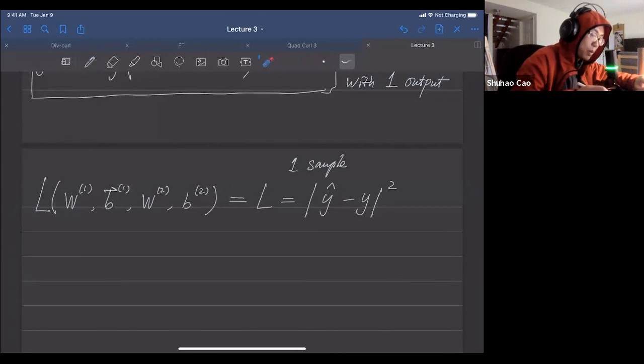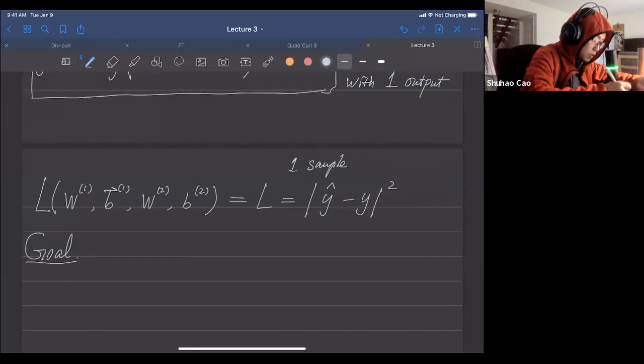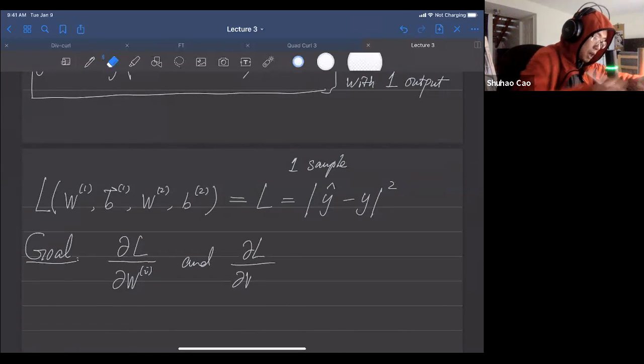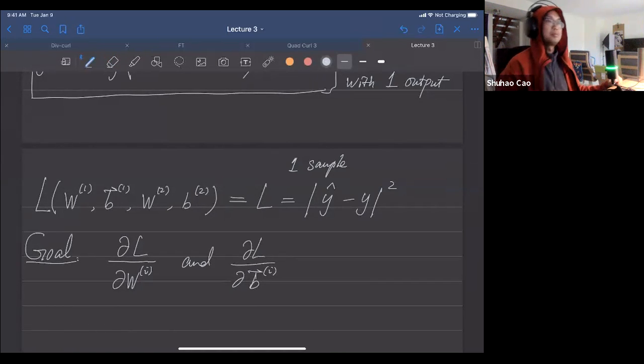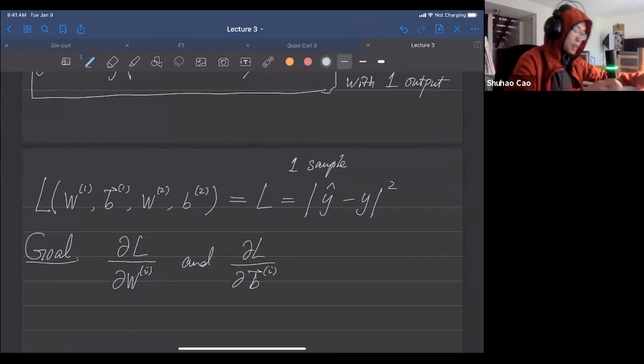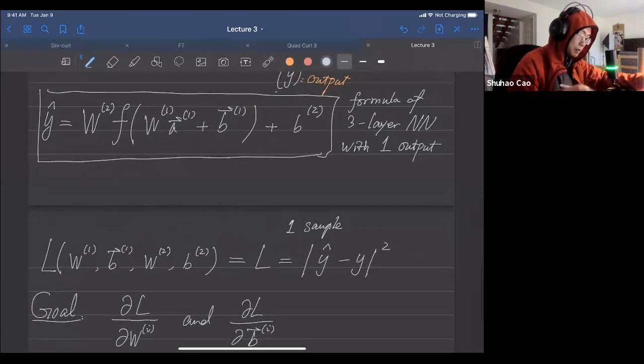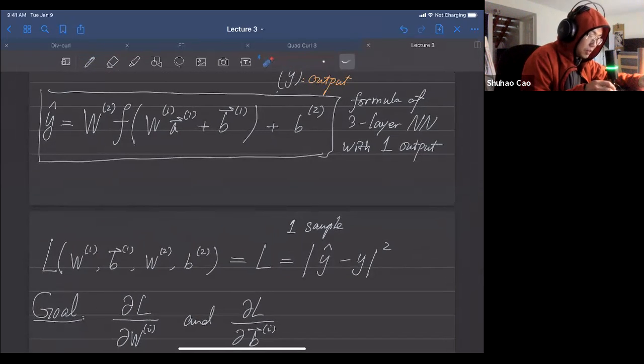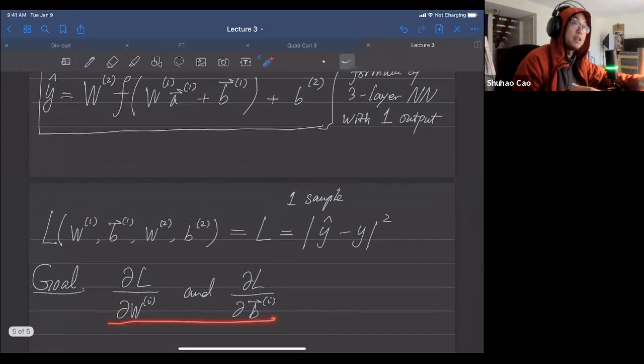So what happens is we want to take derivative. So we want to figure out a partial L partial Wi and partial L partial Bi. Okay. And let's look back at this formula. So this is our composite function, and we would like to figure out these gradients.